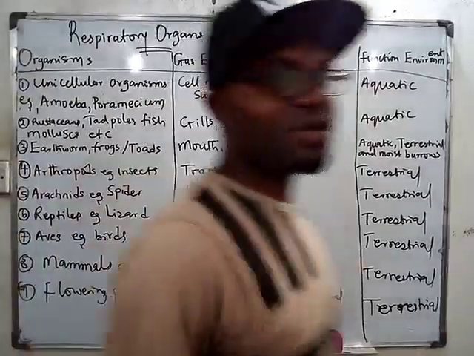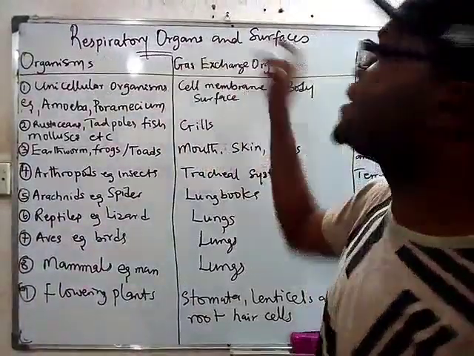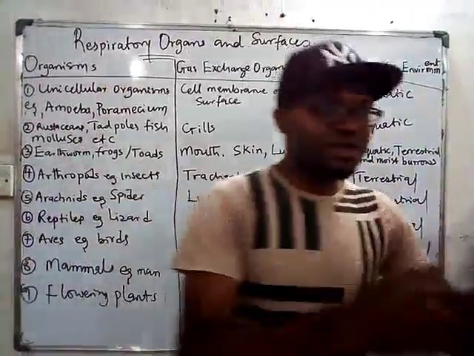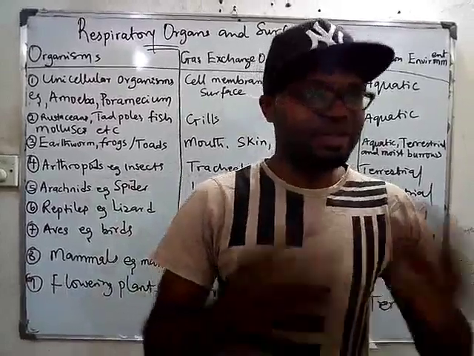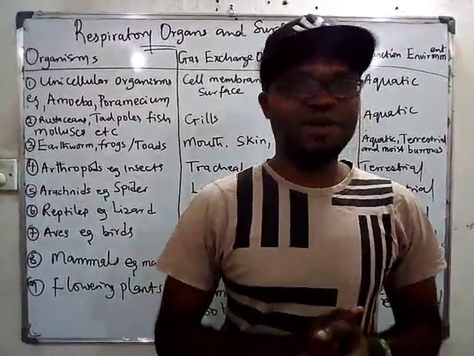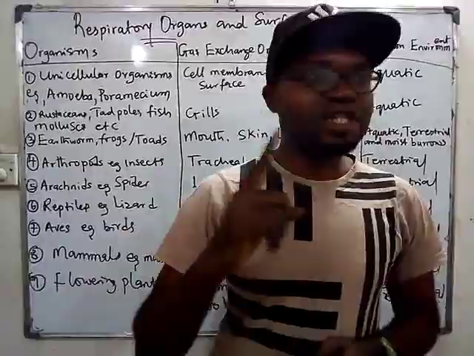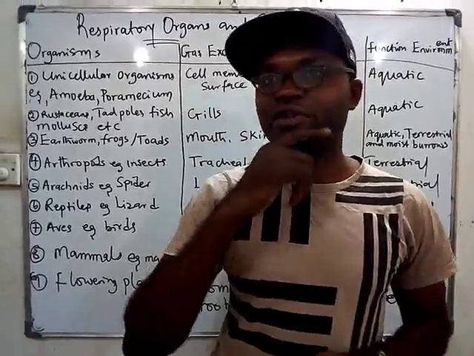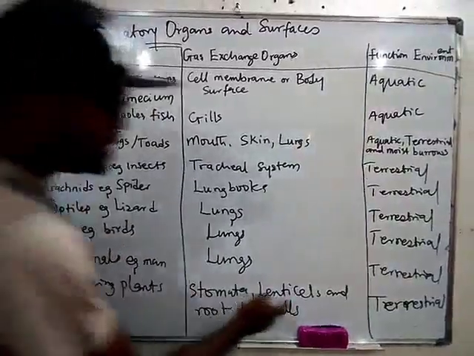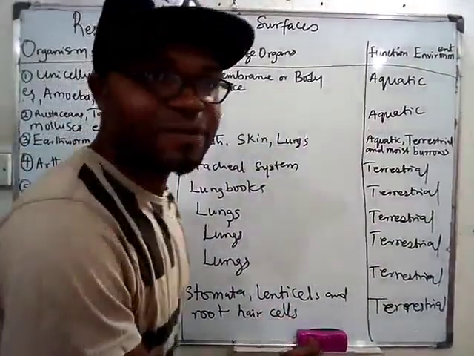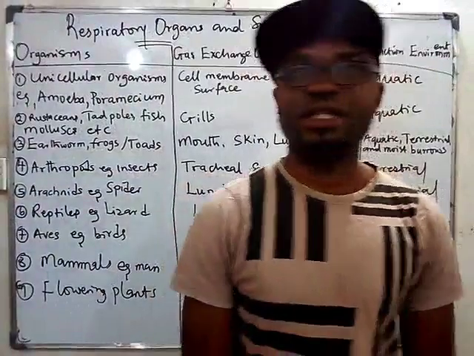Yes, welcome. Now we're going to be looking at respiratory organs and surfaces. What are those organs that animals and plants use in respiration? JAMB is going to ask you, which of the following is not a respiratory organ of flowering plants? And they are going to write stomata, lenticels, root hair cell, and lungs. Which one will be the answer?